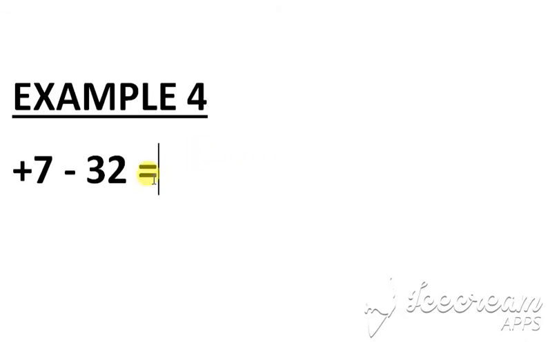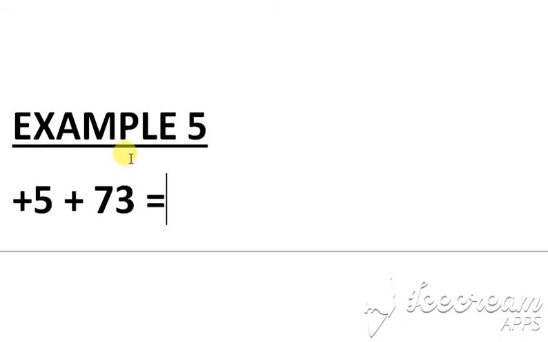So let's look at example 4. Example 4 says plus 7 minus 32. Now these two numbers have a different sign. This is positive, this is negative. And the biggest number is what? 32. What is the sign of 32? Is it positive? It is negative. So your answer will be negative. You now look at the difference between 32 and 7. So the difference between 32 and 7 is what? 25. So you have 25 here. So your answer here is what? Negative 25.